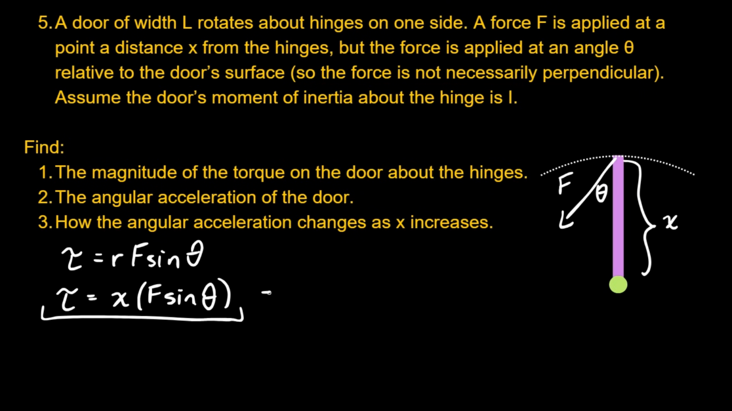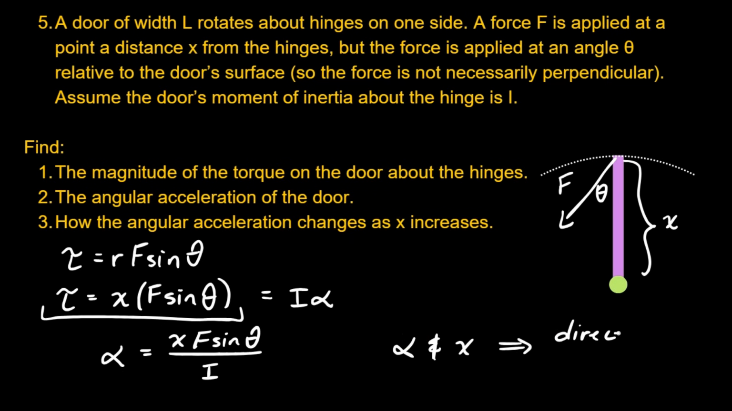And for this problem, using the given variables, we get that the torque is equal to x times F sine theta. To calculate the angular acceleration, we could take this torque and set it equal to I times the angular acceleration. There's only one torque, so we don't really have to worry about the net torque. And dividing by I on both sides, we can isolate alpha, and we get that alpha, or the angular acceleration, is equal to x F sine theta divided by I. You'll notice from this equation that alpha and x are directly proportional. So as x increases, the angular acceleration will also increase. As x decreases, the angular acceleration will also decrease.